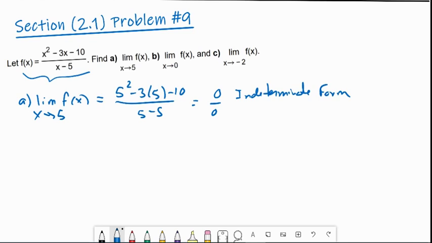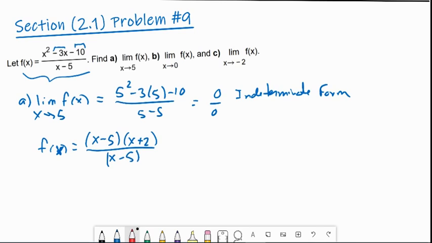And we're going to use an algebraic technique to rewrite this rational function. So we're going to factor the numerator and the denominator. And the numerator is a quadratic. So we have x at the front because x times x gives us x squared. Now we need two numbers that multiply to negative 10 and add up to negative 3. So that's minus 5 and plus 2. And the denominator is already in simplest form. And we see these will cancel out.